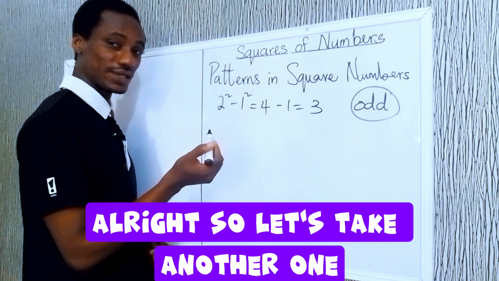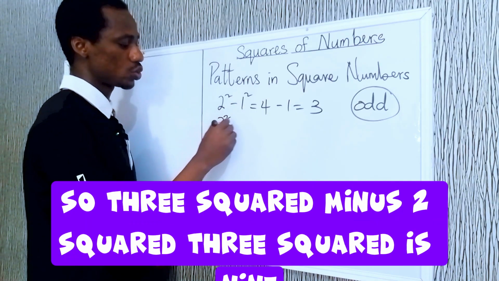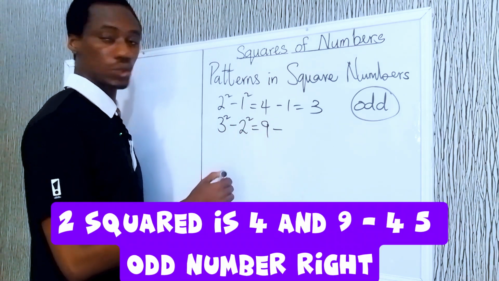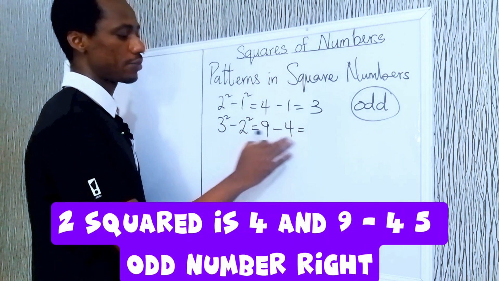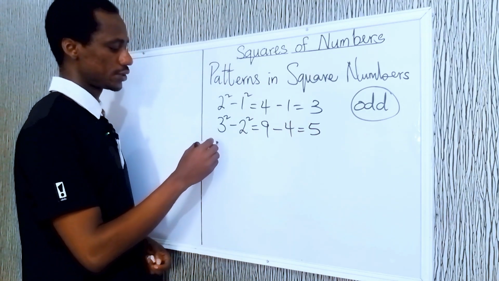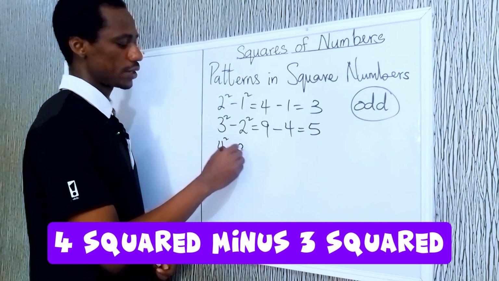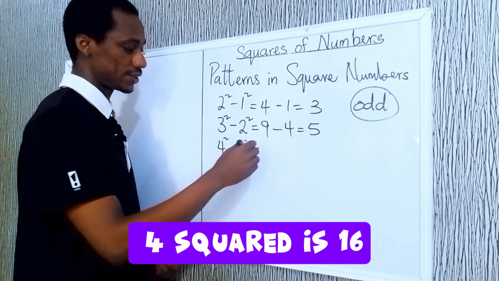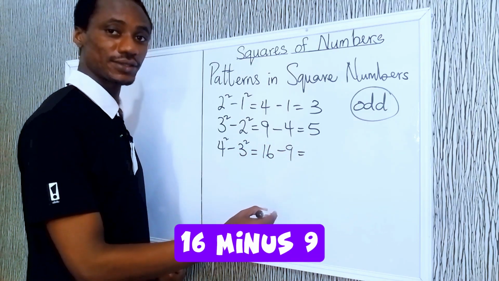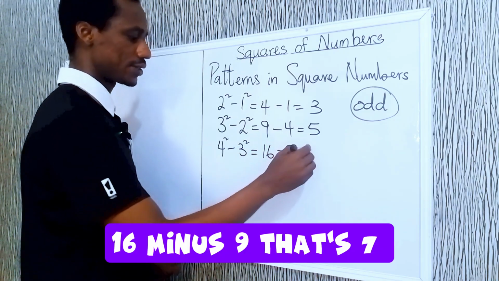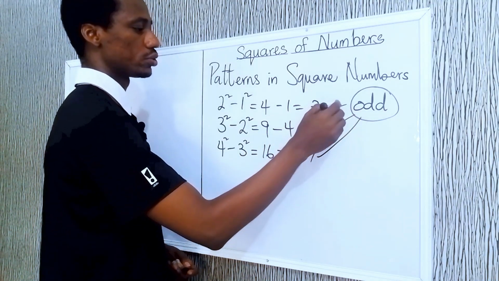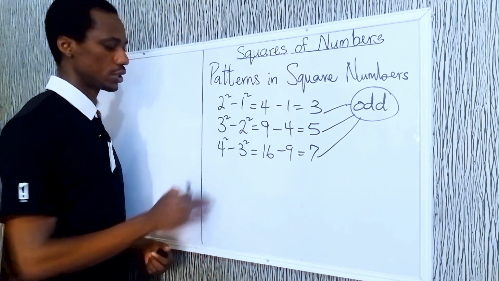Let's take another one. Let's take 3 and 2. So 3 squared minus 2 squared. 3 squared is 9. 2 squared is 4. And 9 minus 4, 5. Odd number, right? Let's take 4 and 3. 4 squared minus 3 squared. 4 squared is 16. 3 squared is 9. 16 minus 9, that's 7, right? Can you see? Odd, odd, odd. Okay, let's keep up now.